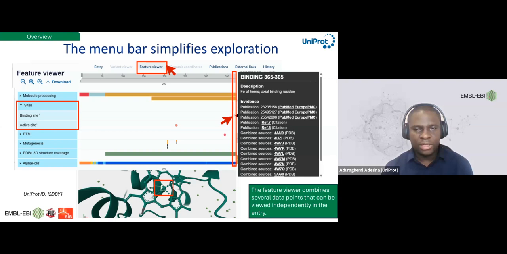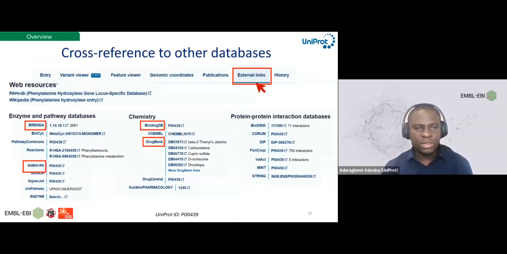And automatically as well, the feature viewer has the structural 3D view, which zooms in onto the particular amino acid you click on in this feature viewer. You can go through this top bar as well and find many other things.